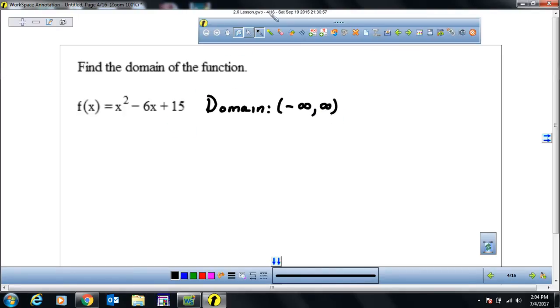Now we can take a look at it in this way. The highest power of this function is x squared. So that tells me that this function is going to look like a parabola, and the domain of a parabola is from negative infinity to positive infinity.